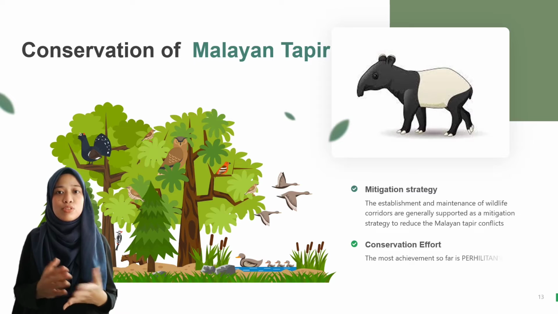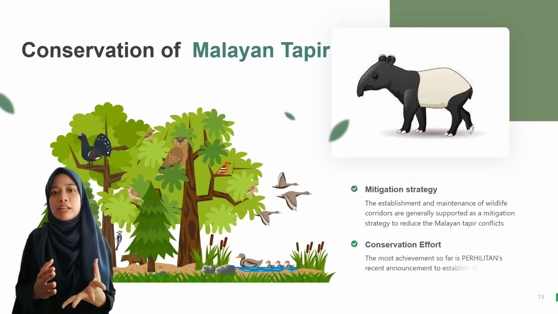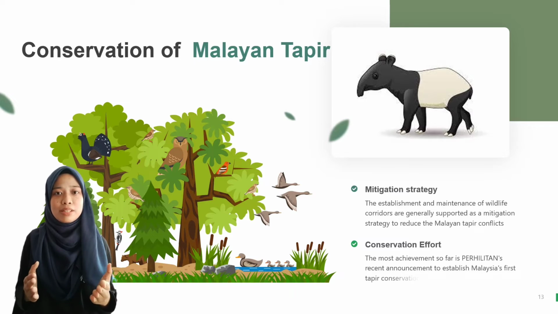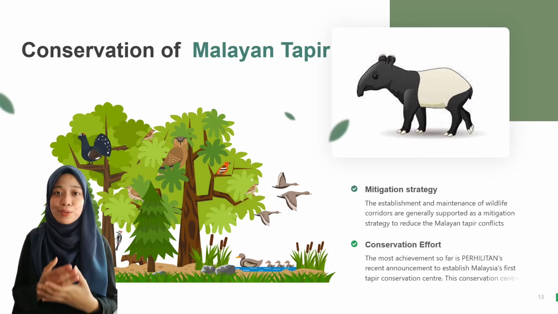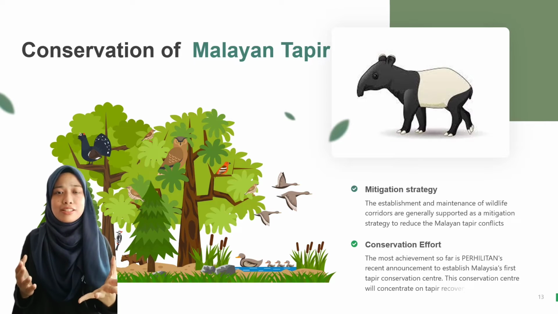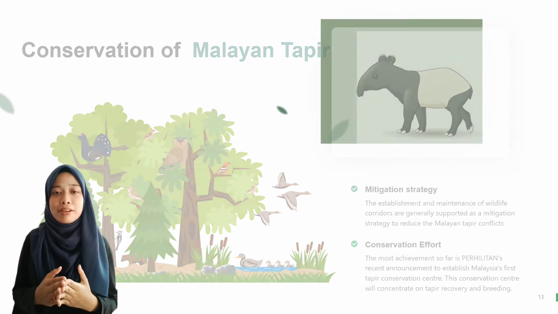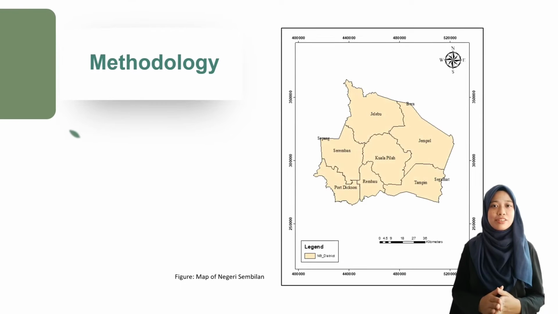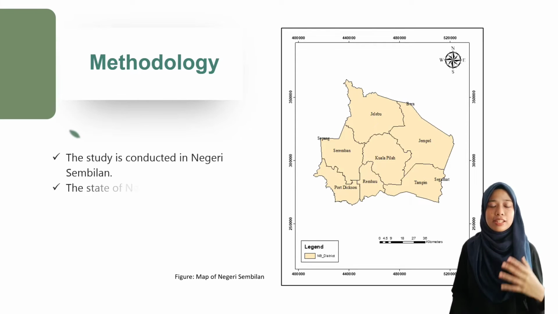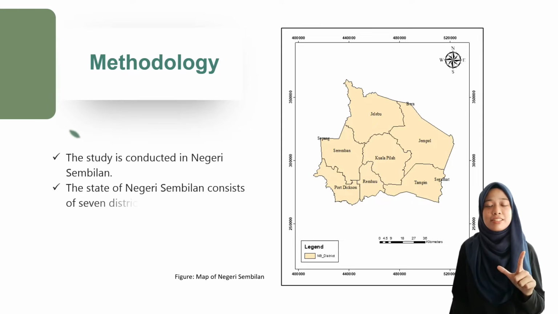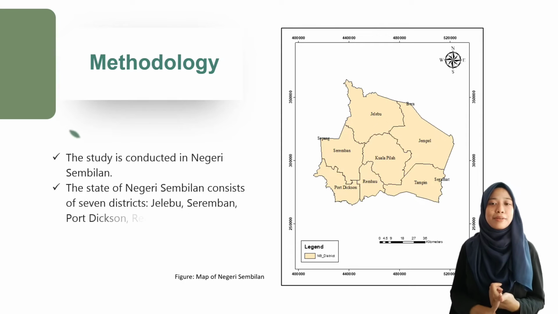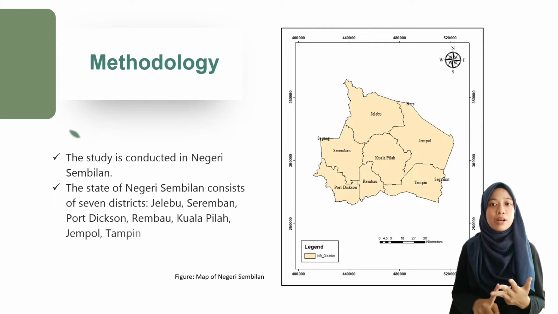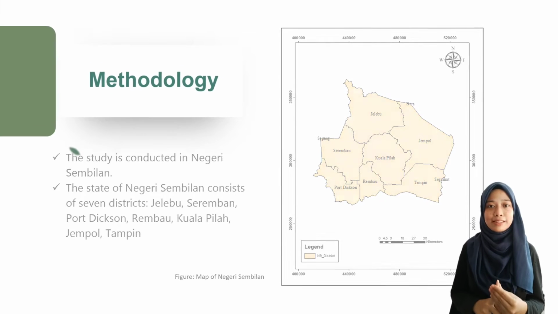The most recent achievement for conservation effort is Perhilitan's announcement to establish Malaysia's first tapir conservation centre. This conservation centre will concentrate on tapir recovery and breeding. As you can see from the map, the study is conducted in Negeri Sembilan. The state of Negeri Sembilan consists of 7 districts: Jelebu, Seremban, Port Dickson, Rembau, Kuala Pilah, Jempol, and Tampin.